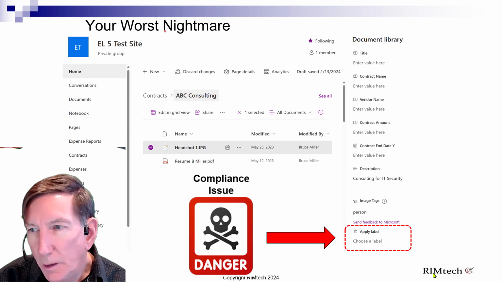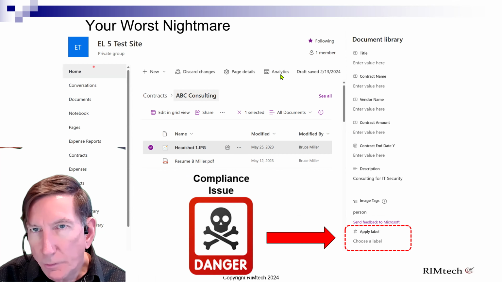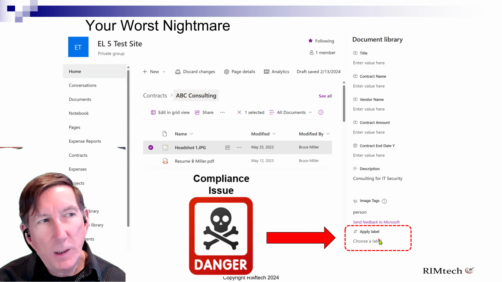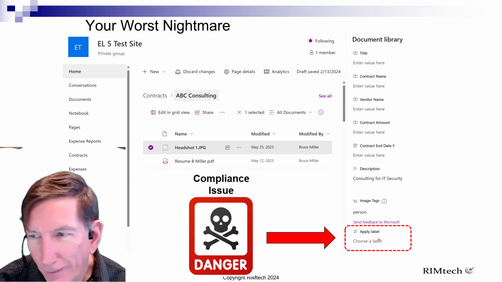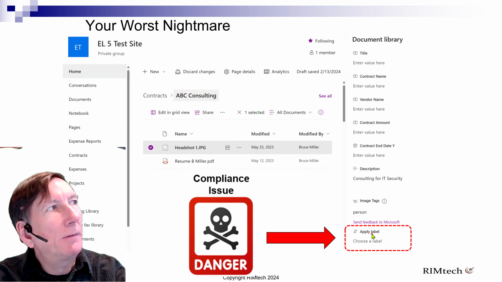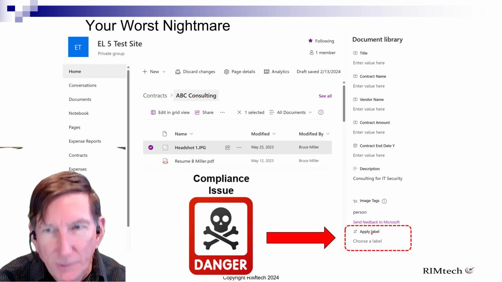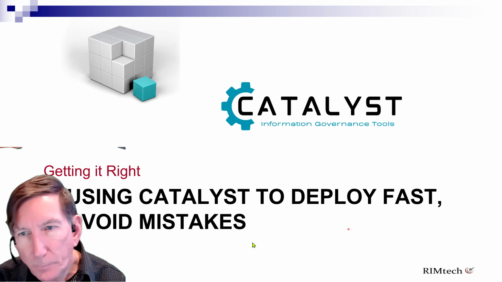So this is where the problem comes into play. This is a screenshot from SharePoint. This is the right-hand side of the screen. And here you see a button called Apply Label. It must not appear on the screen ever, okay? Because if it's there, then all of a sudden the user can do whatever they want and override anything they want. That's not compliance. That's anti-compliance. So it has to be avoided.